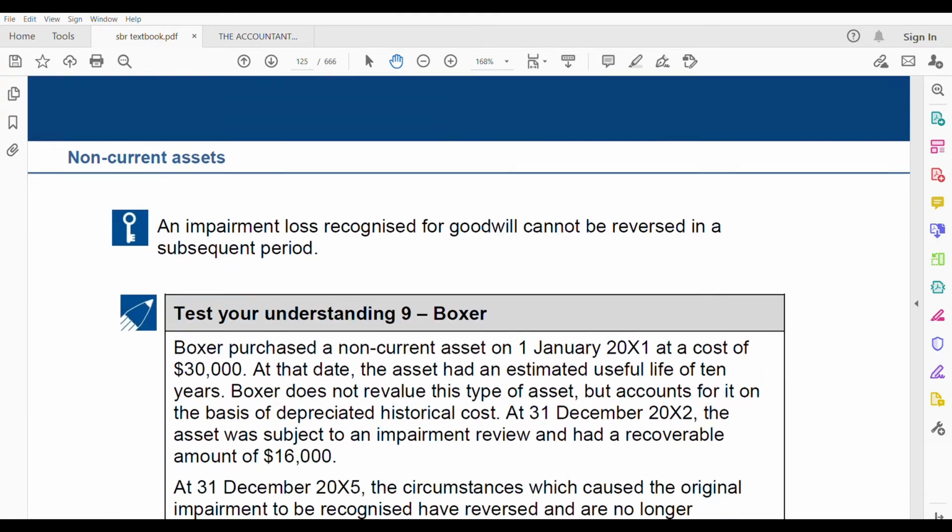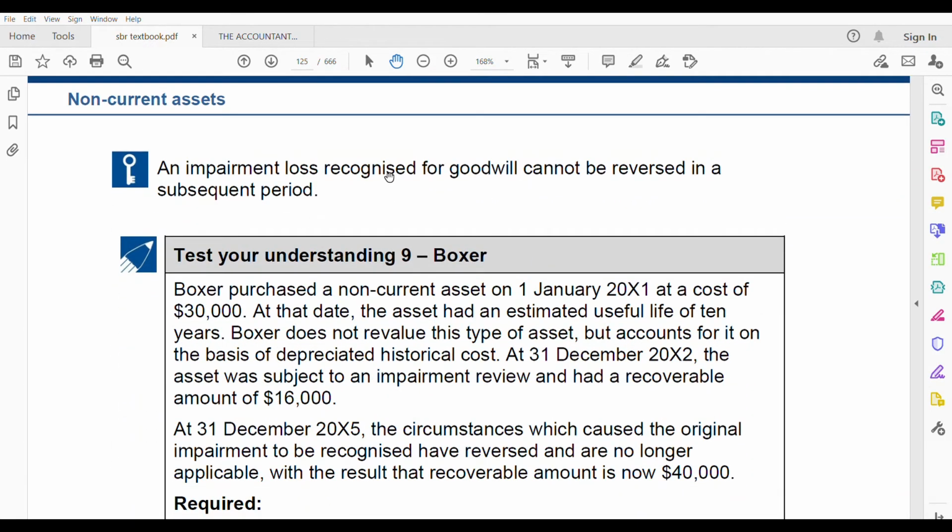So now let us go here. An impairment loss recognized for goodwill cannot be reversed in a subsequent period. This you need to remember. Because if they ask, they will not ask you directly. They will twist and turn, and then they will ask you indirectly.